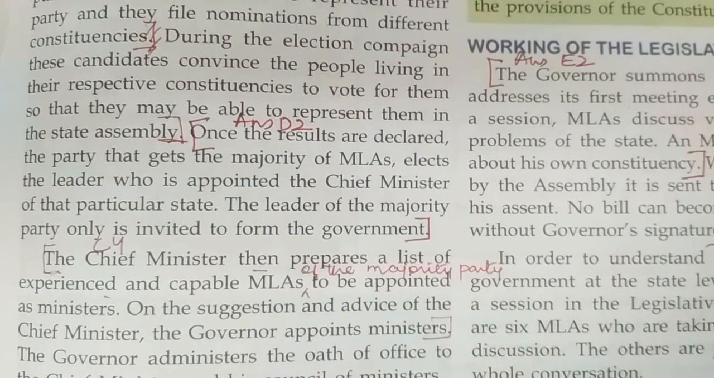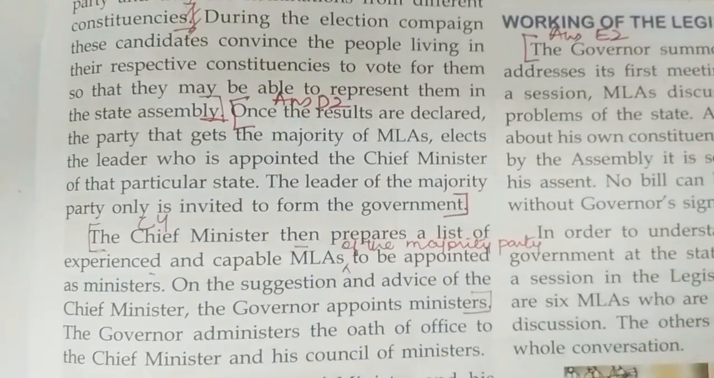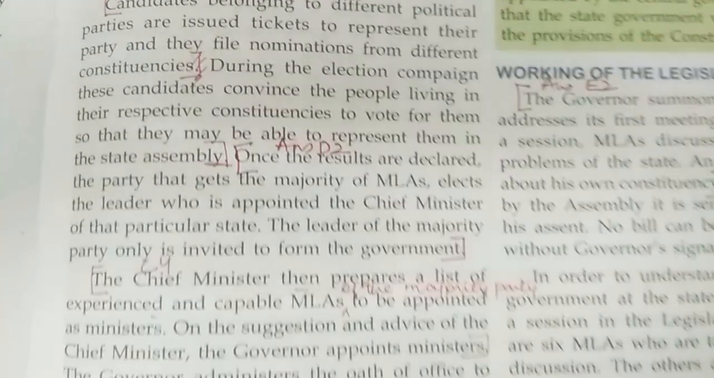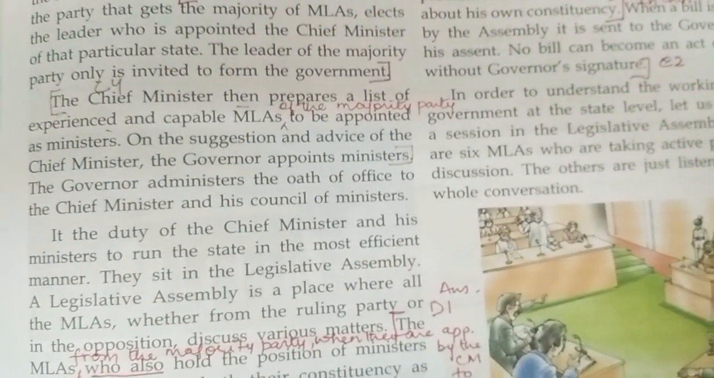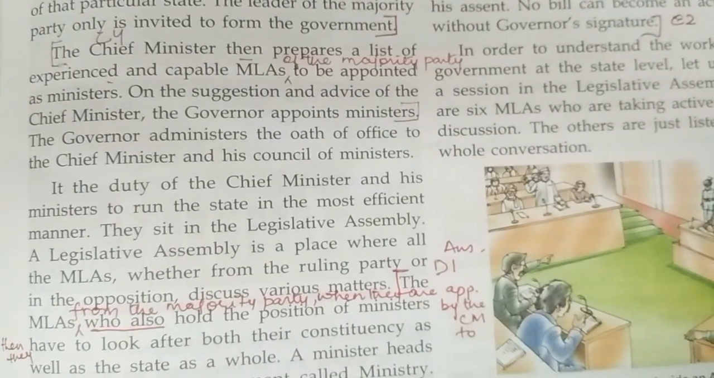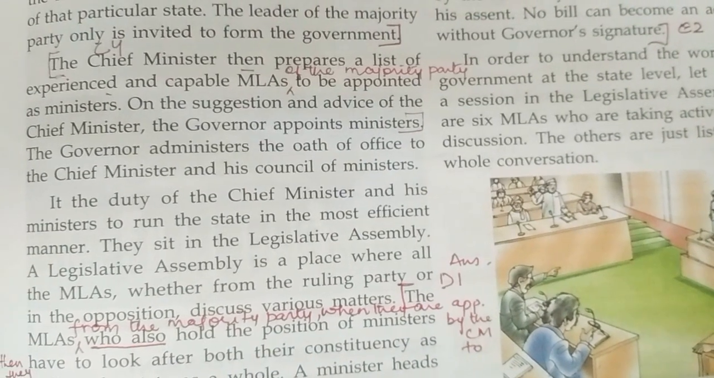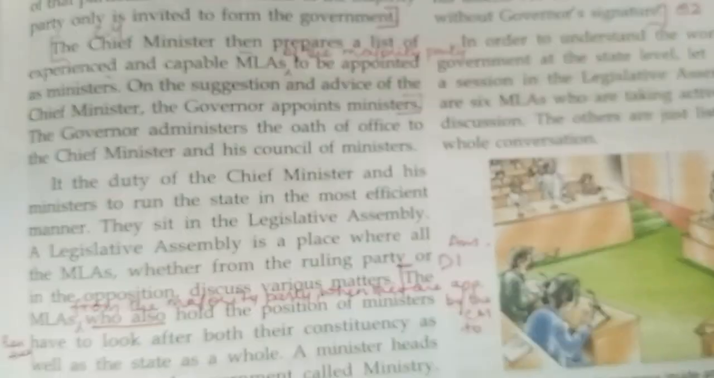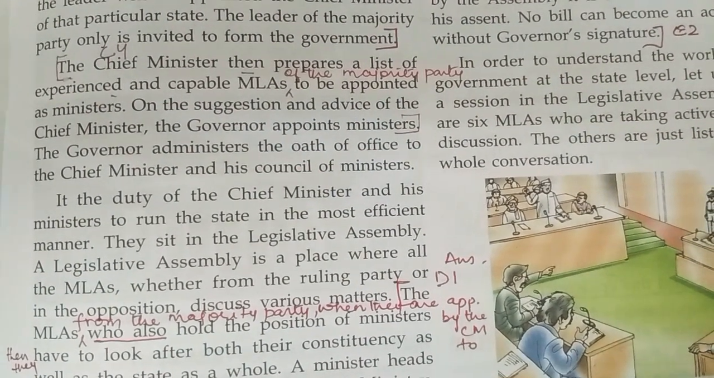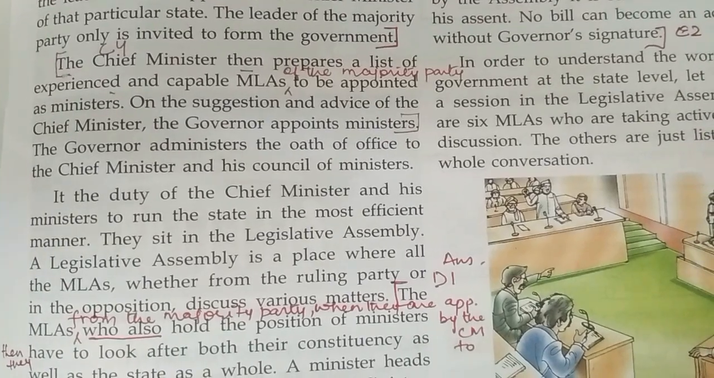And along with him, his working is looked after by his council of ministers, who aid and advise him in various activities while forming the government at the state level. The chief minister then prepares a list of experienced and capable MLAs to be appointed as ministers. On the suggestions and advice of the chief minister, the governor appoints ministers. The governor administers the oath of office to the chief minister and his council of ministers.